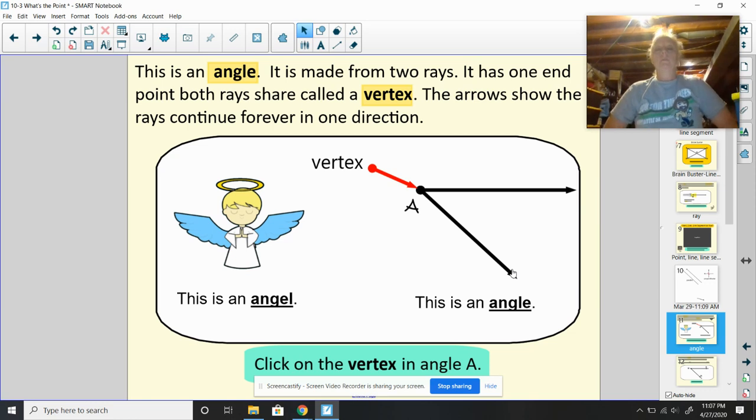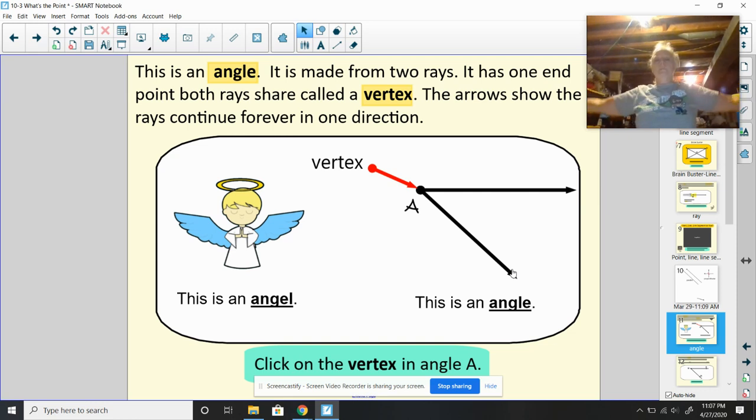Remember how we made a ray before with our arms? We took a fist to represent our end point. Then we had a pointer finger to represent the other end. So we have, slide over here, there's my end point. There's my arrow. It shows my ray goes on in one direction. Doesn't matter which direction we have, but it goes on in one direction.